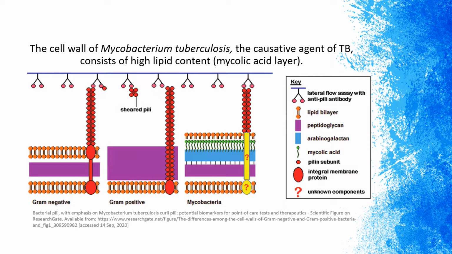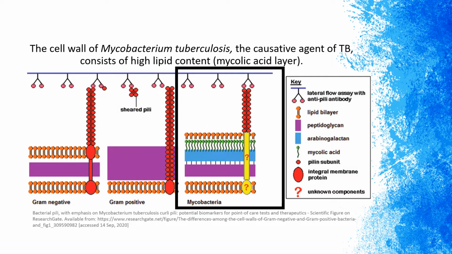So here is a picture illustrating the difference between the cell walls of gram-negative, gram-positive, and mycobacteria. As you can see, the cell wall of mycobacteria, for example Mycobacterium tuberculosis, which is the causative agent of TB, consists of high lipid content, or mycolic acid layer. It is hydrophobic and impermeable to gram-stain reagents.